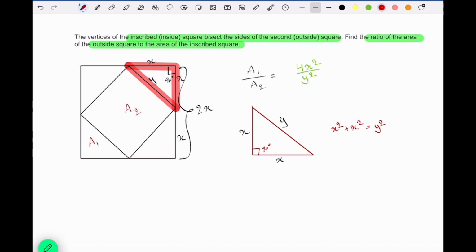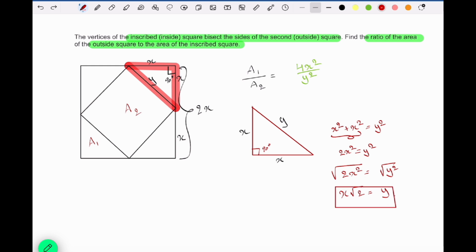Now coming back to the question, we can write x square plus x square as 2x square, which is equal to y square. Now apply square root on both sides. Square root of 2x square is equal to square root of y square. So x root 2 is equal to y, right? So the relationship between x and y is x root 2 equals y.